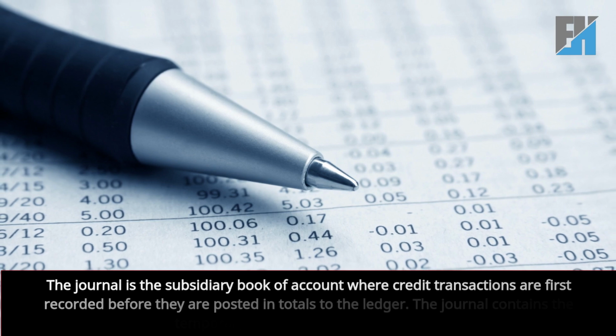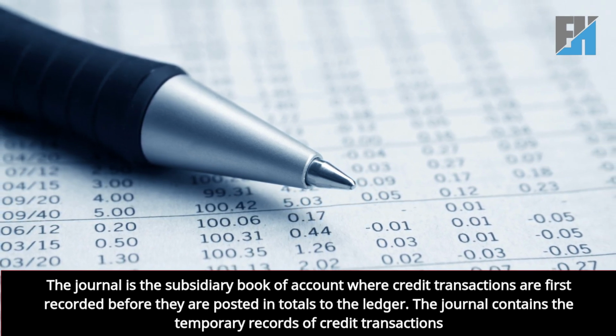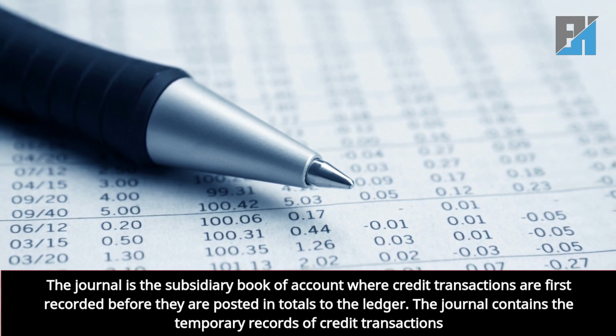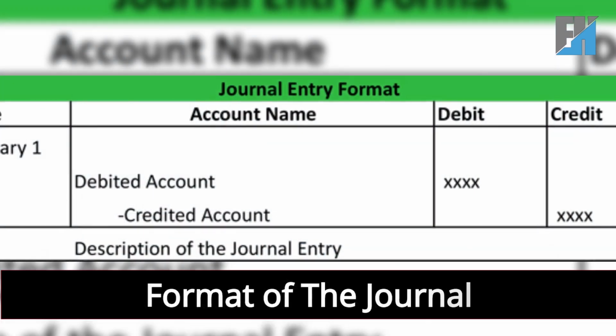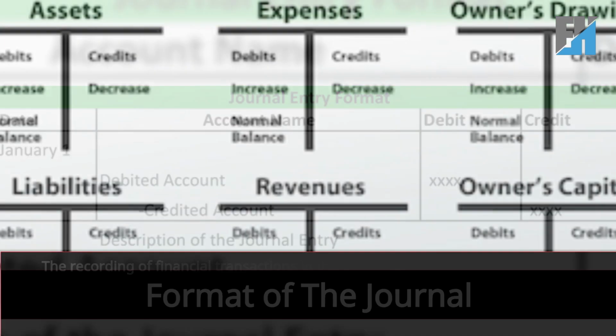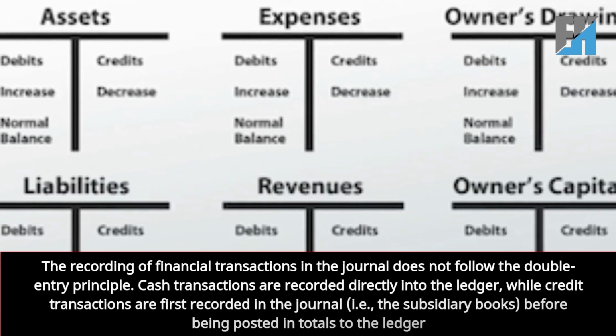The journal is the subsidiary book of account where credit transactions are first recorded before they are posted in totals to the ledger. The journal contains the temporary records of credit transactions. Format of the journal. The recording of financial transactions in the journal does not follow the double entry principle.